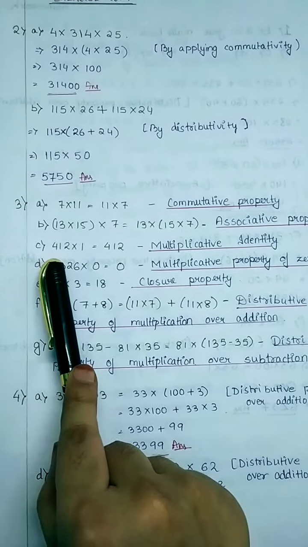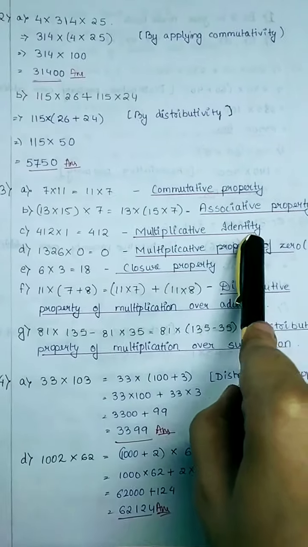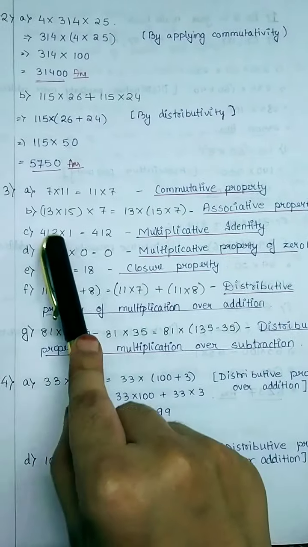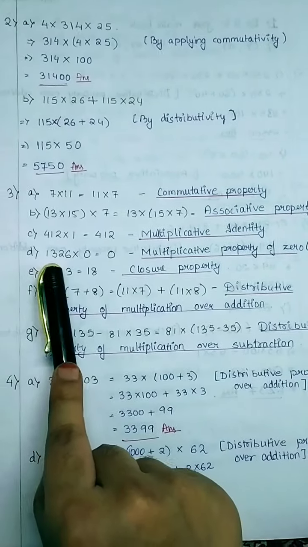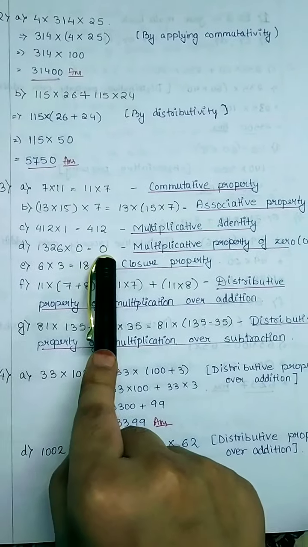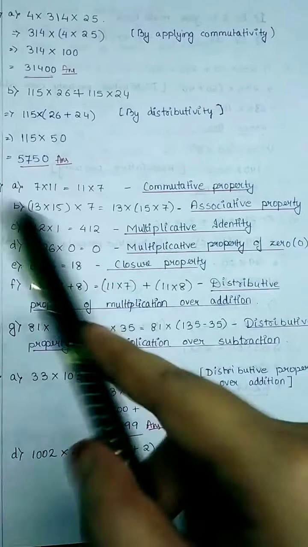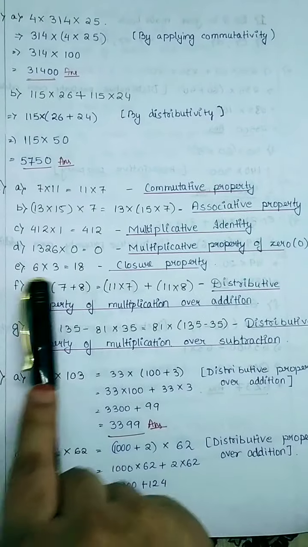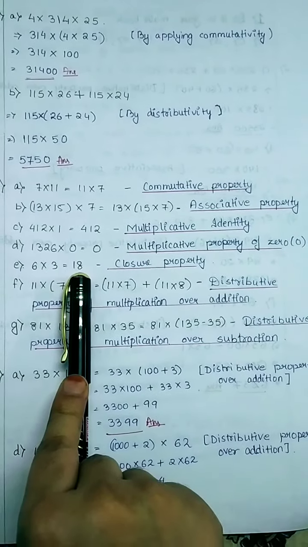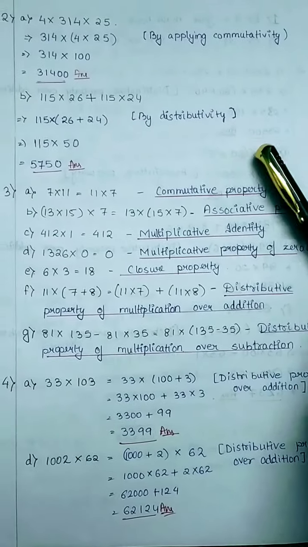Now, when any number is multiplied to 1, that is known as multiplicative identity. You have to remember the name. Now anything multiplied to 0 will always give you 0. So this is known as multiplicative property of 0. Any number multiplied to 0 will give you 0. Now this is a normal multiplication: 6 multiply 3 equals 18. So this is known as closure property.